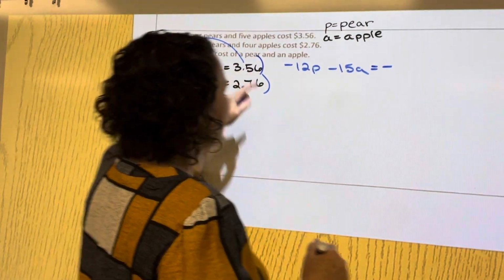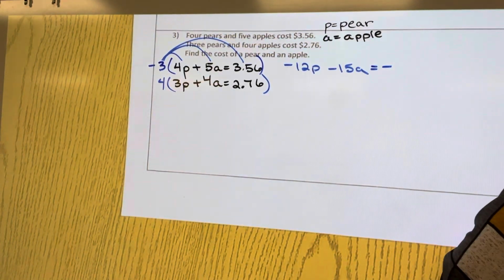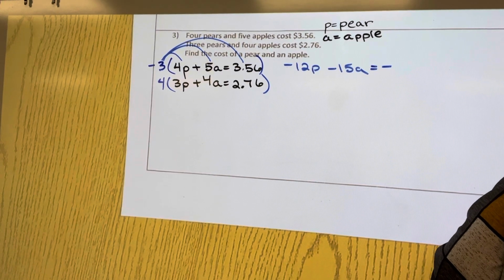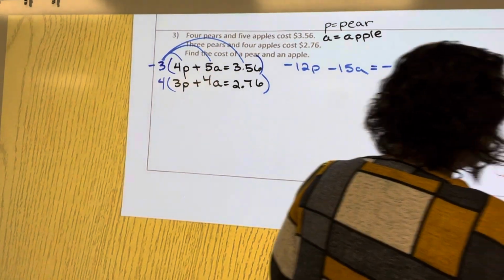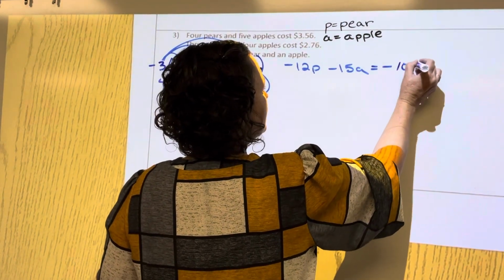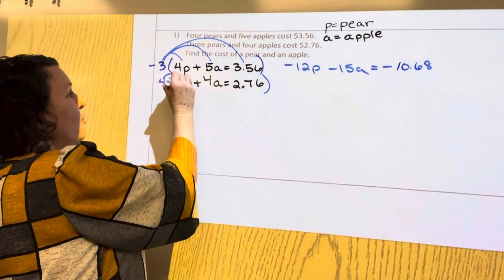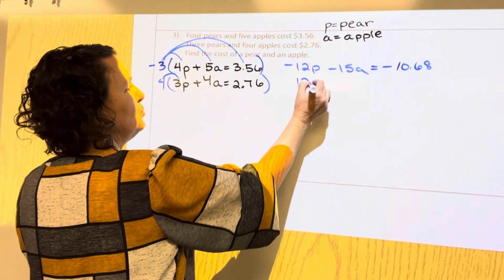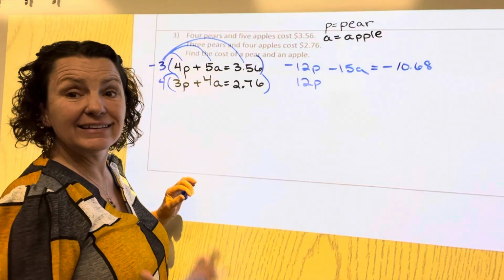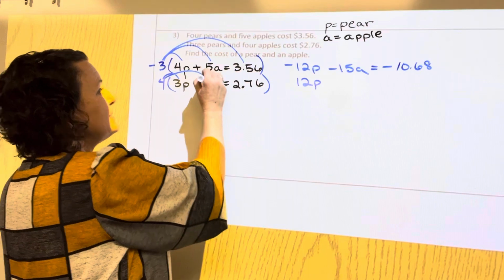So 3 times $3.56 is going to be $10.68. Cool. Now we're going to distribute the 4. That's 12p. Look at what we created, something that cancels. We did it, my friends.